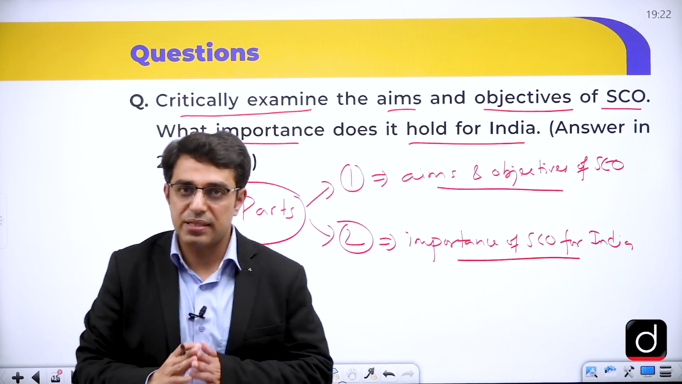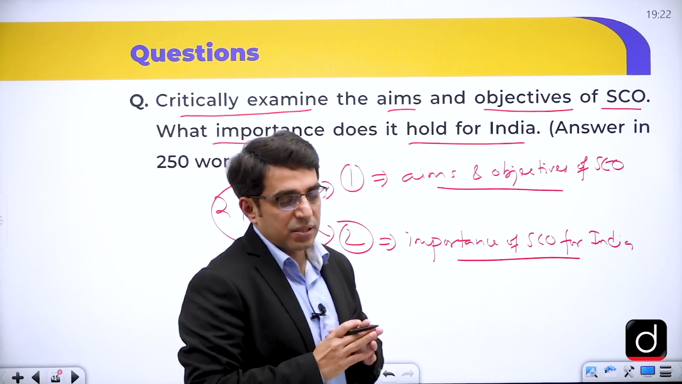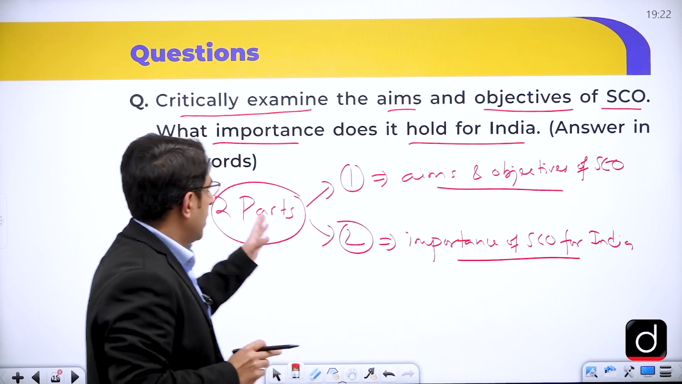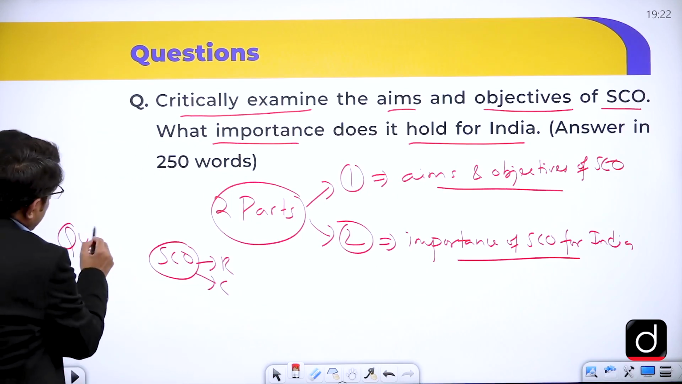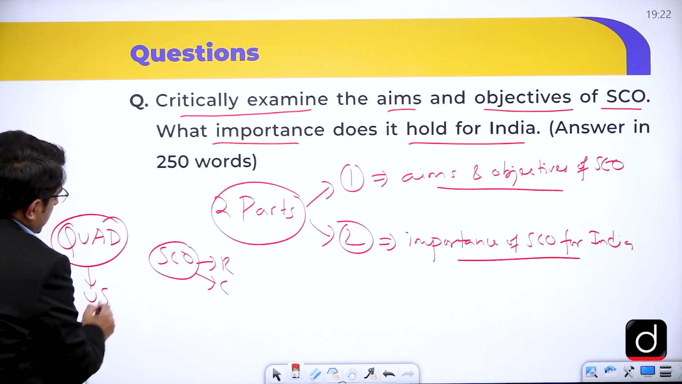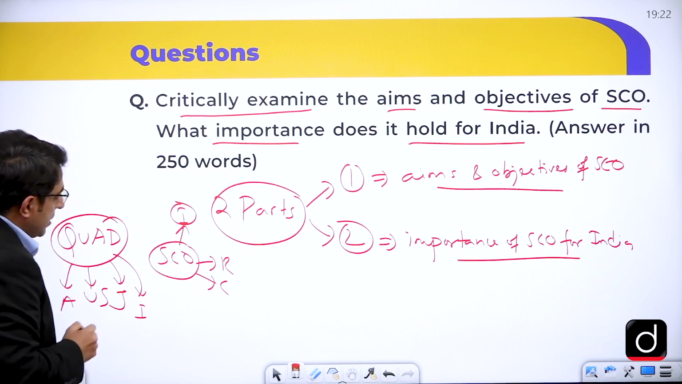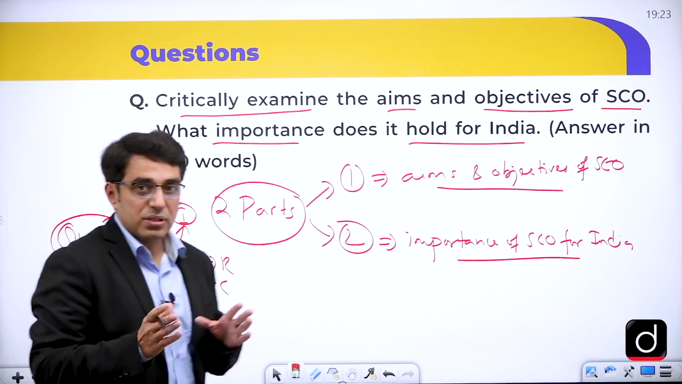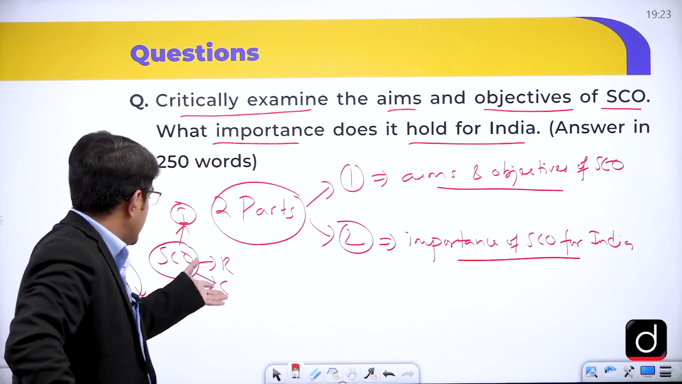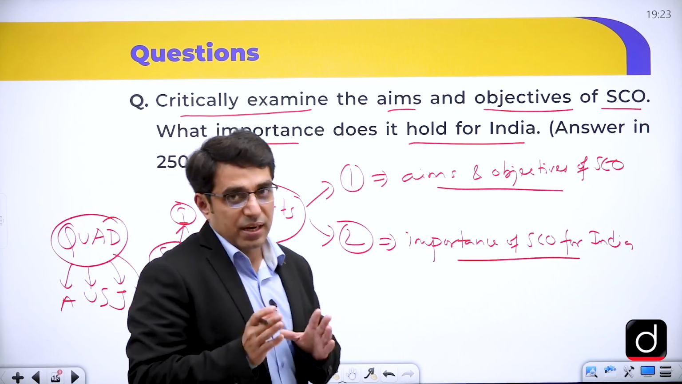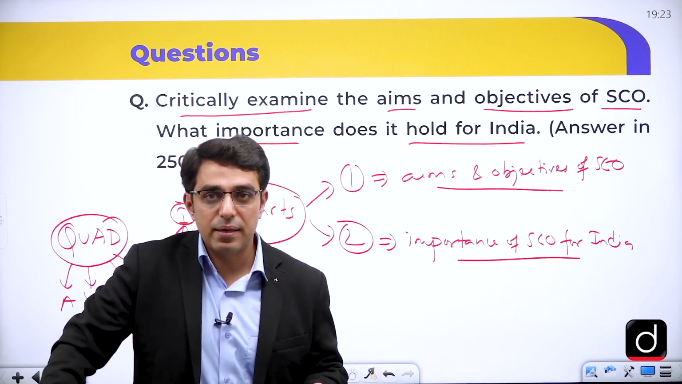Now here we need to understand one more thing, that sometimes in international relations we will find that countries are part of groupings which seem to be at odds with each other. For example, India is part of SCO, which includes Russia and China, but at the same time India is also part of a grouping like Quad, which includes US, Japan, Australia and India. Now in Quad, which is the leading country? United States. And the two leading countries in SCO are basically Russia and China. Now US and Russia and China are on opposite sides. So how does India balance being in Quad and being in SCO?